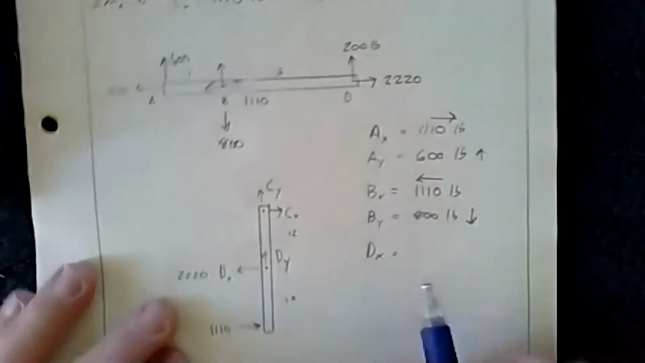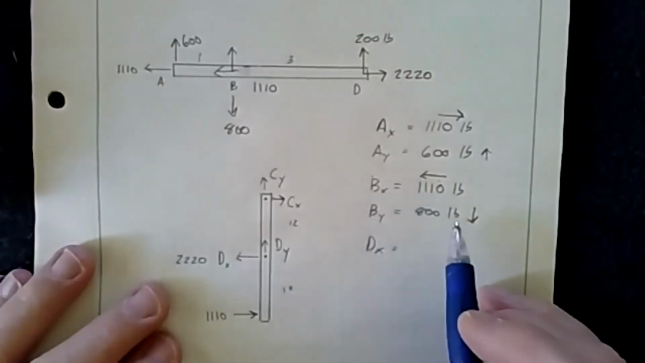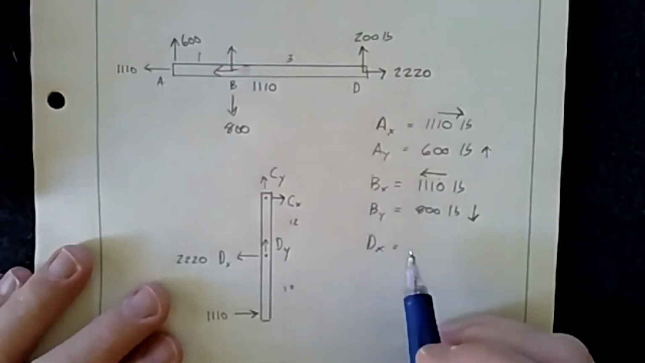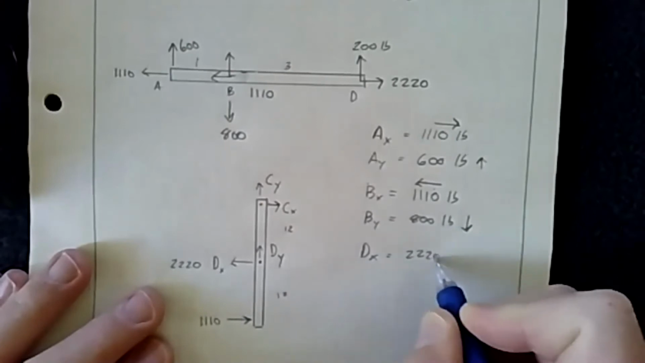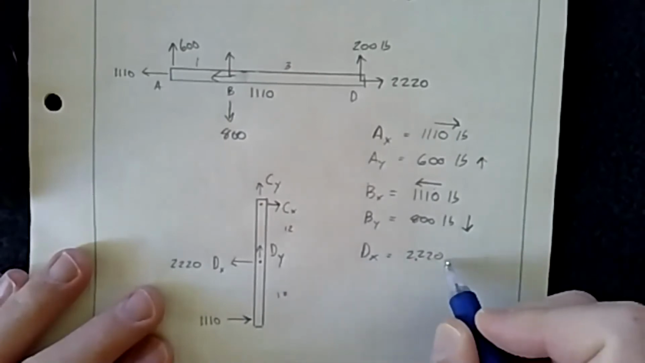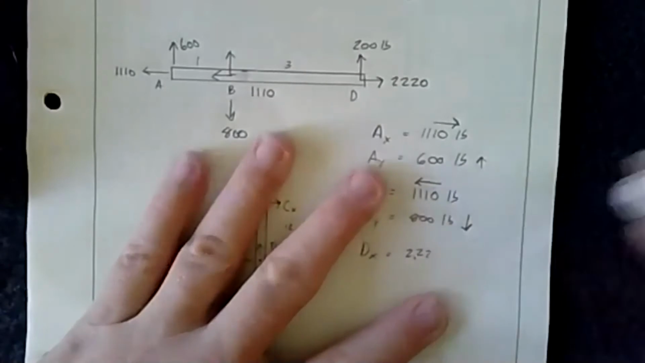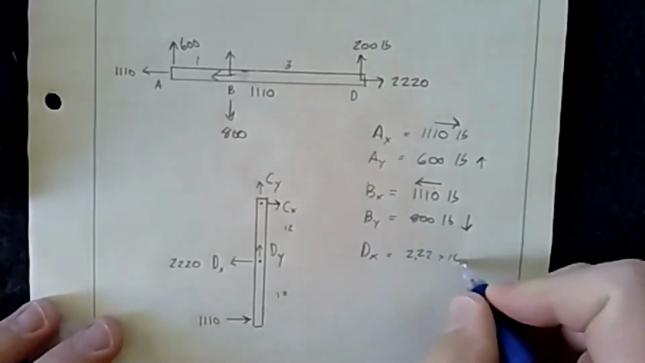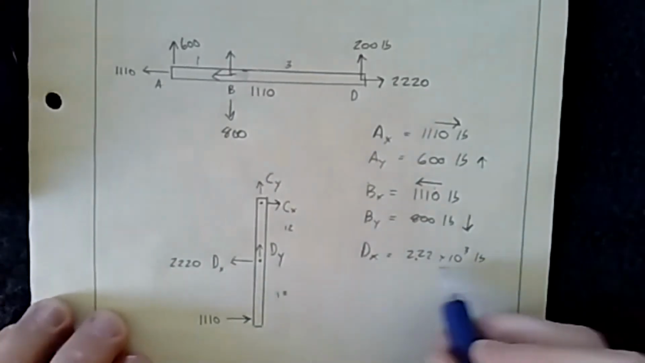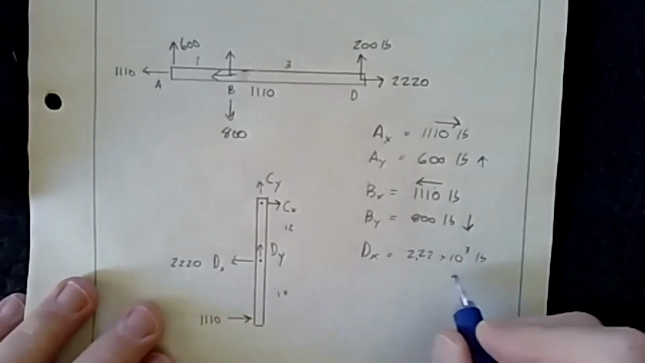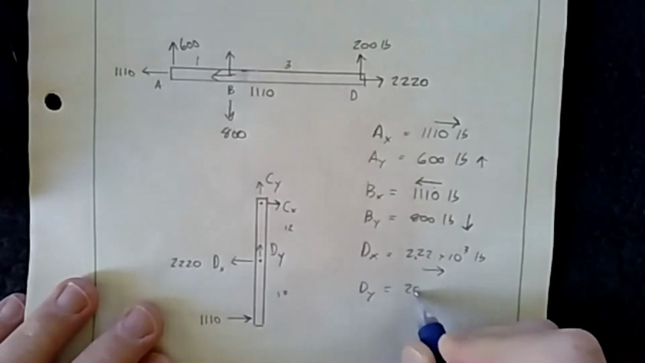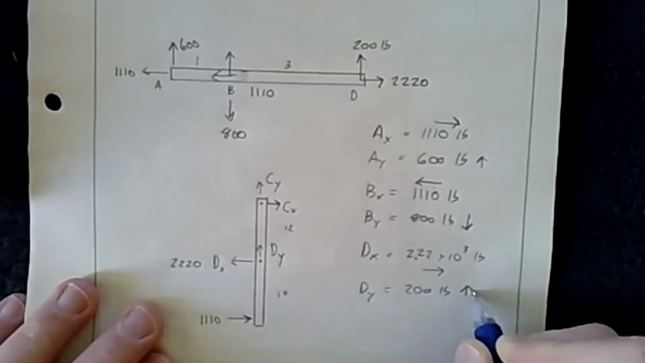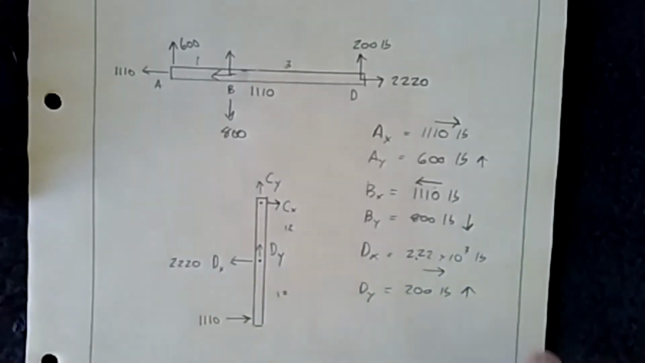I changed it. So here we have 1110 going that way, 800 going down, and DX, of course, is 2.22 times 10 to the third for proper sig figs. And that's, of course, going to the left. And then lastly, we have DY equals 200 pounds. All right. So that's that.